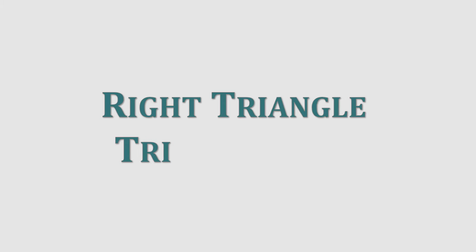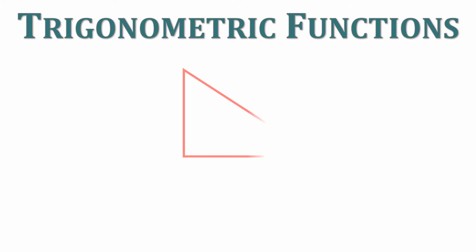Hello, in this video we are going to learn about right triangle trigonometry. So to begin, we need to discuss trigonometric functions. Well, of course, we're talking about right triangles, which is notated by the square in the corner. And the side directly across from this 90-degree angle is our hypotenuse.